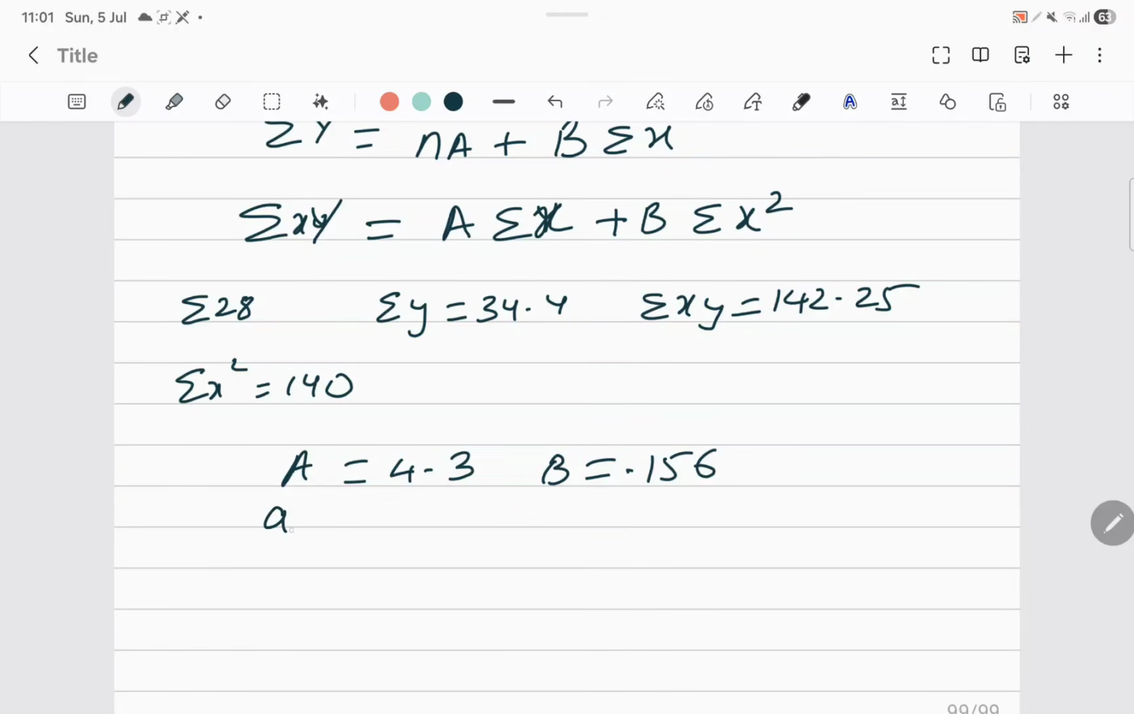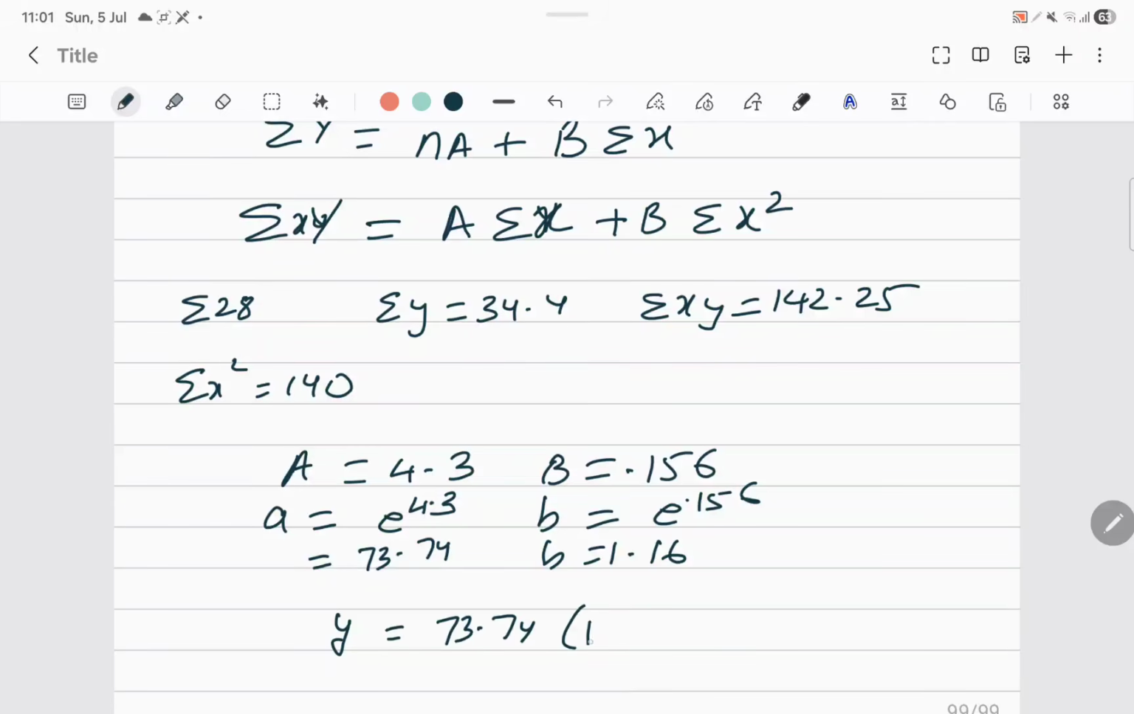You should take out small a, which will be e to the power 4.3, and small b, which will be e to the power 0.156. Okay, this will give you a is equal to 73.74 and b is equal to 1.16. So your final answer will become y is equal to 73.74, 1.16 to the power x.